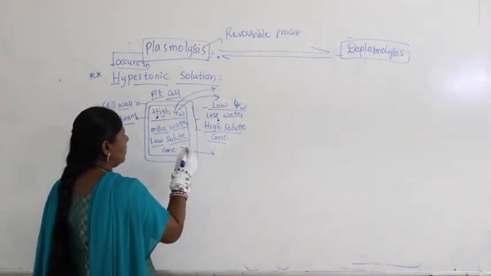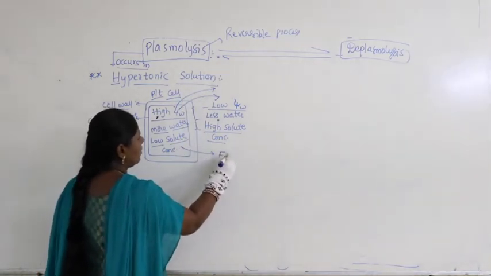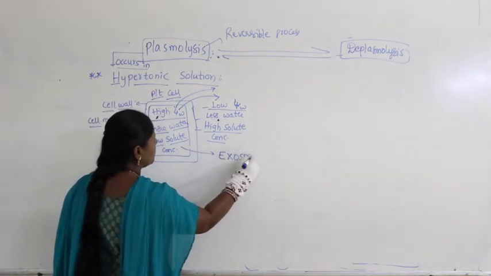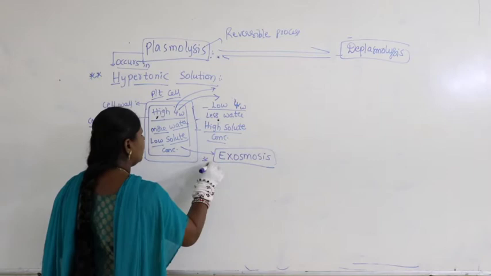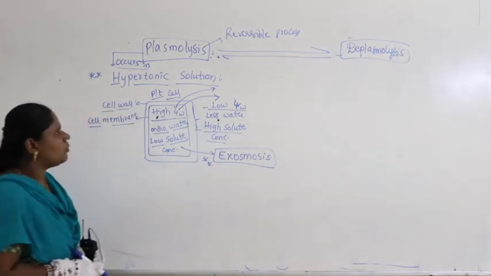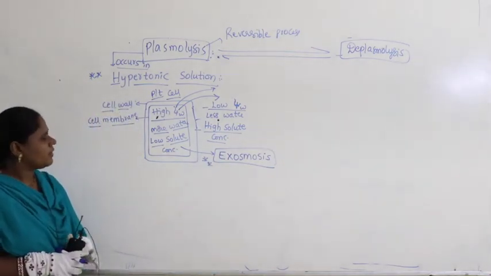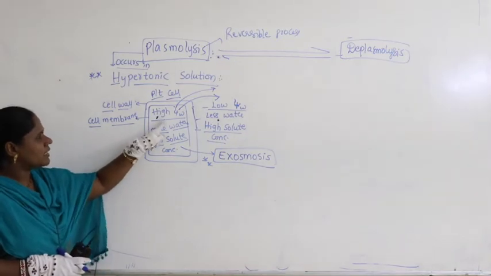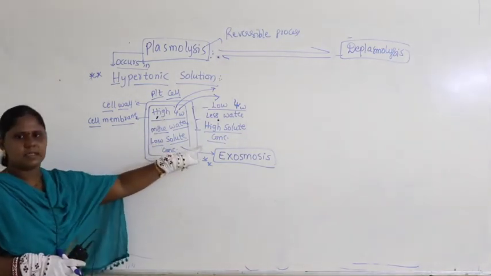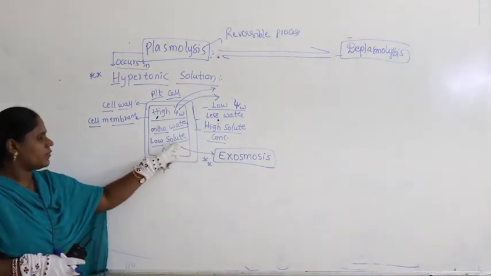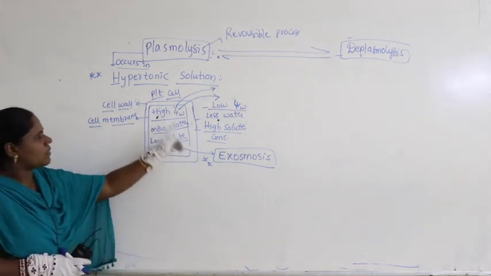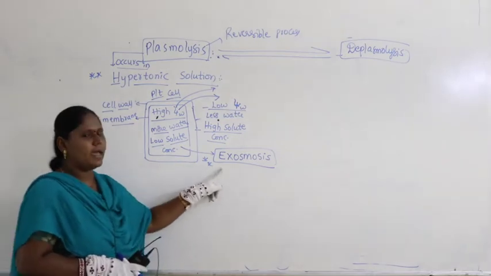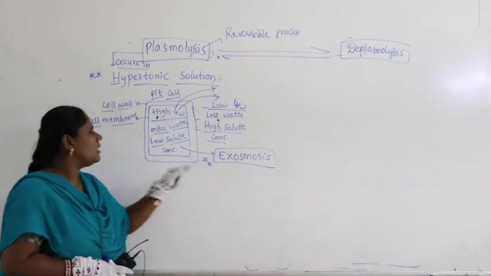When it is coming out here, what occurs is called exosmosis. What is happening here? Movement of water, movement of solution, coming out from inside the cell to outside the cell. Inside the cell means from the cytoplasm to the external solution. Solution is coming out, that means it's called exosmosis.